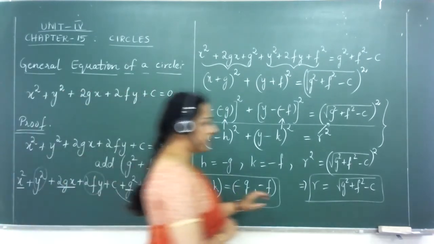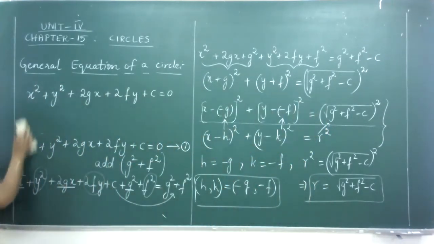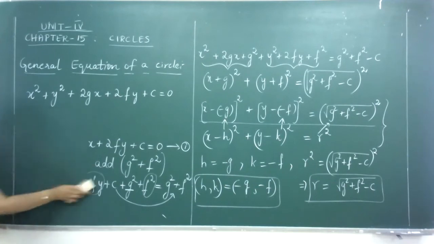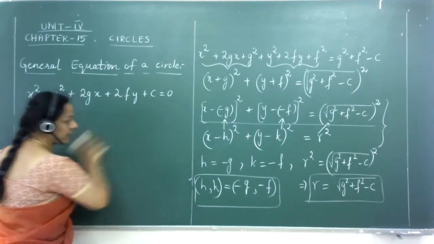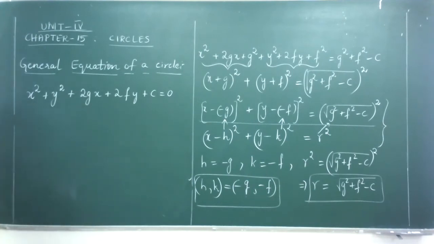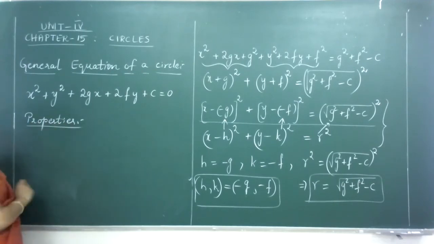As I previously said, this is not included for your examination point of view, but you need to understand why basically this equation has to represent a circle. So we have substantiated that with a mathematical proof. Now we shall proceed ahead with important properties of the same circle. What are all the properties related to the same equation?